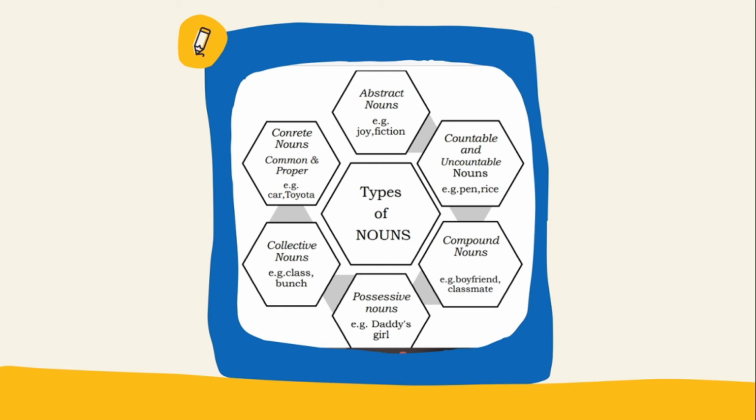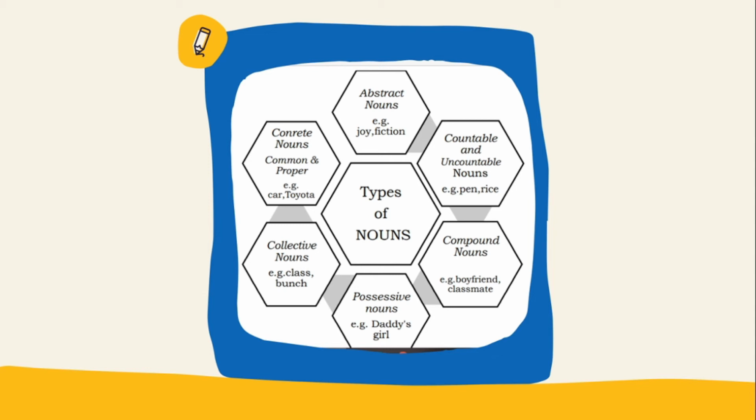Let's have a quick review of the types of noun and their use. Let's start with abstract nouns. These are nouns that you cannot perceive with your 5 senses. Some of the examples are love, belief, and pride. Next one, countable nouns. These are nouns that can be counted. Example, apples, pens, and so on.